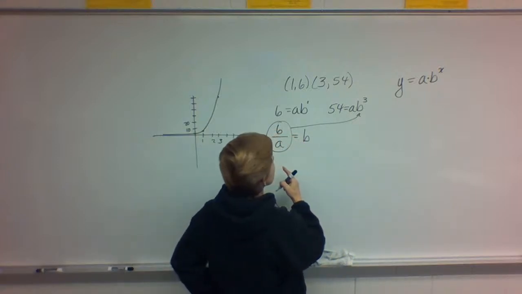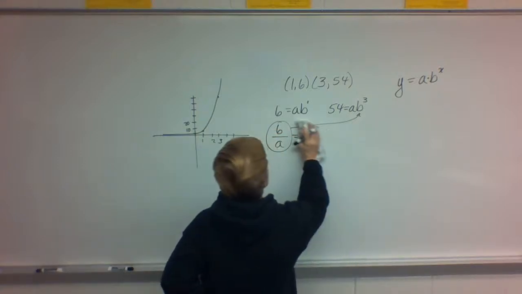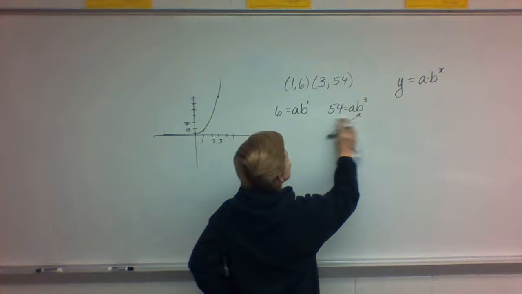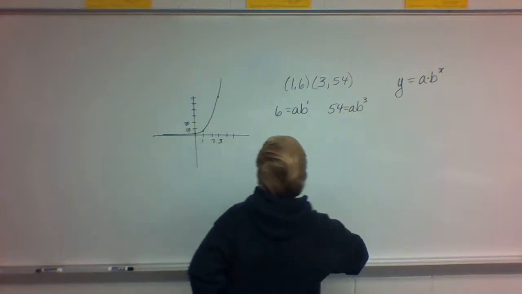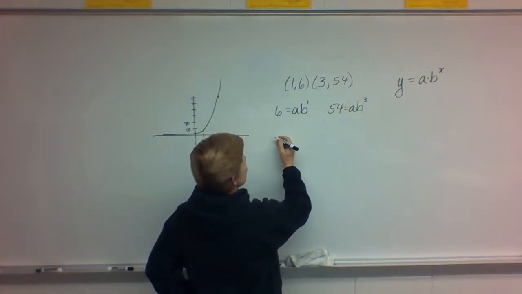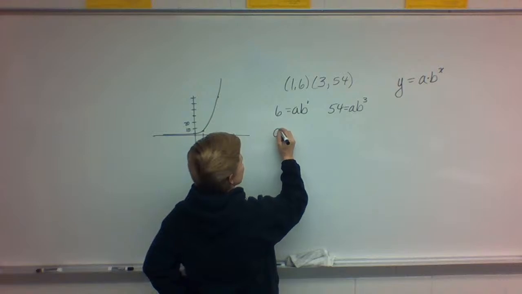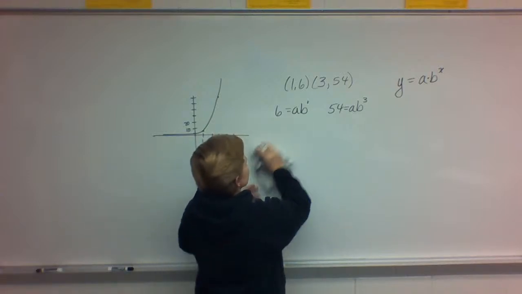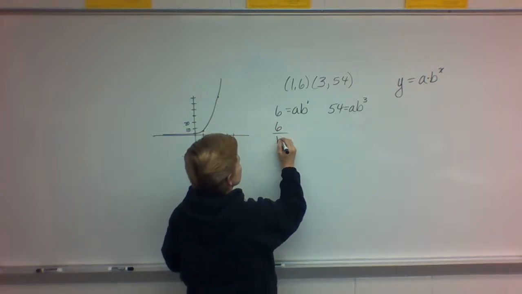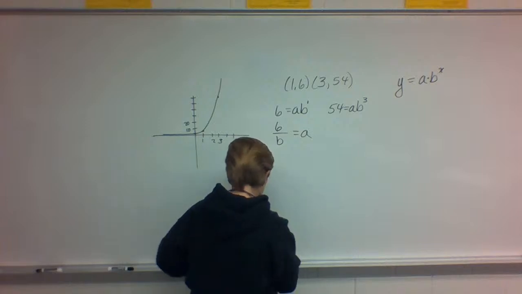Did I just do this before? Yeah. Oh, try that again. Sorry about that. Let's do that again. What do I want to solve for? A. You want to get A by itself? Yeah. So A, well, I might not be able to see it if I flip it around. 6 over B is A, right?